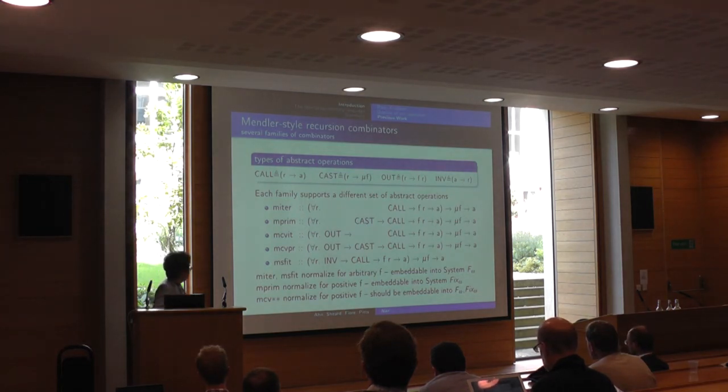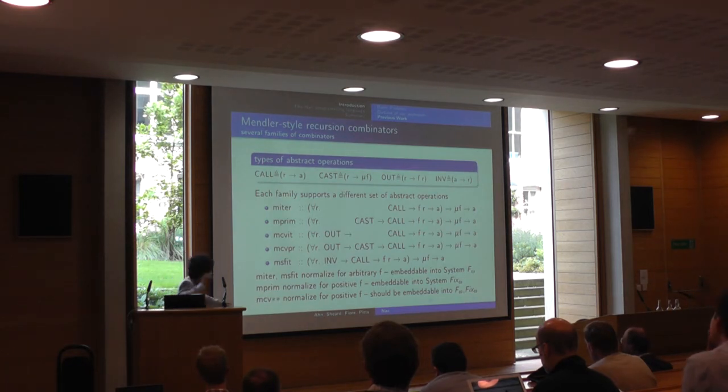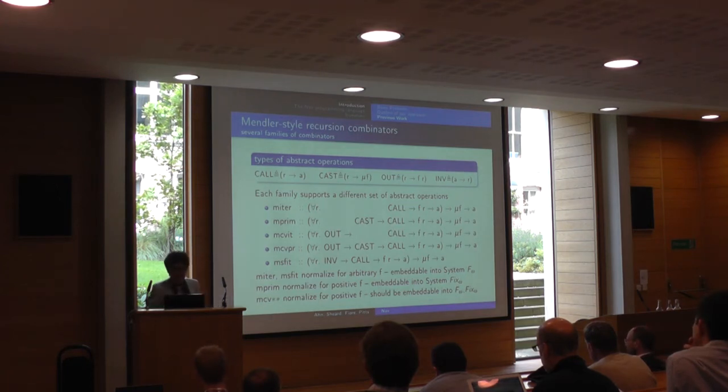And they all embed into well-known normalizing polymorphic lambda calculi. Like the first two go to System F omega, and there's something called Fix omega, and this should be embeddable into F omega and Fix omega, but I haven't actually written it down and thought about it. But I should think about it really hard. I haven't done it yet.